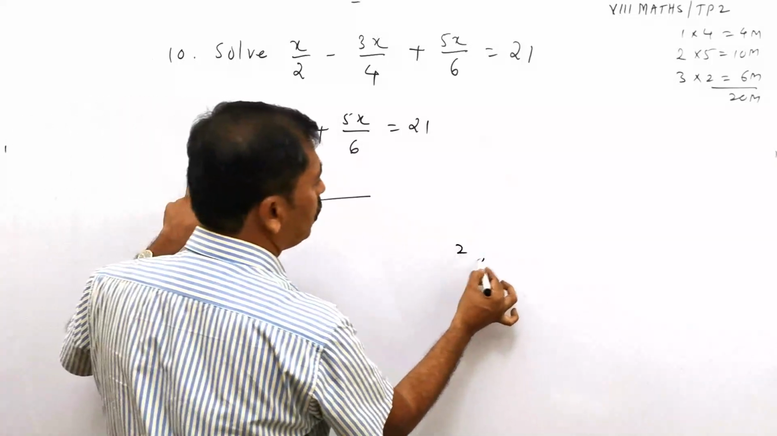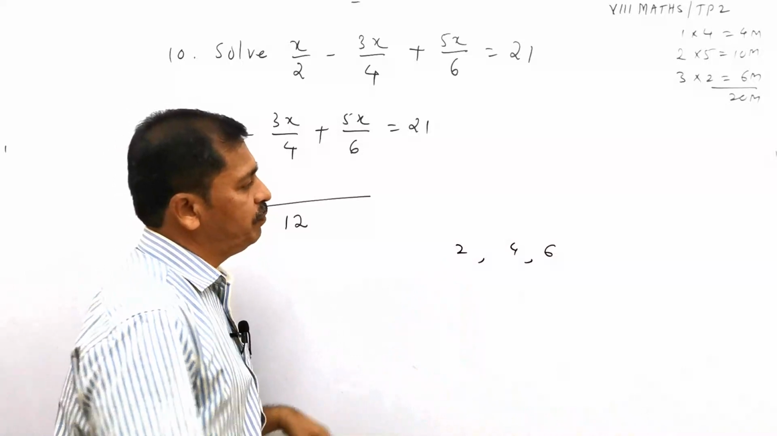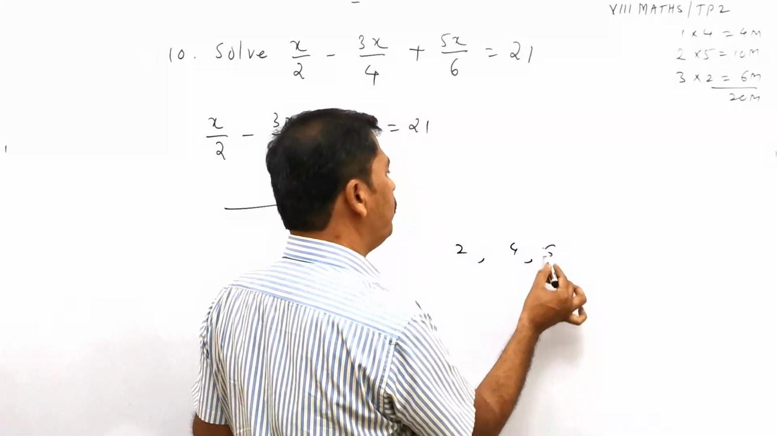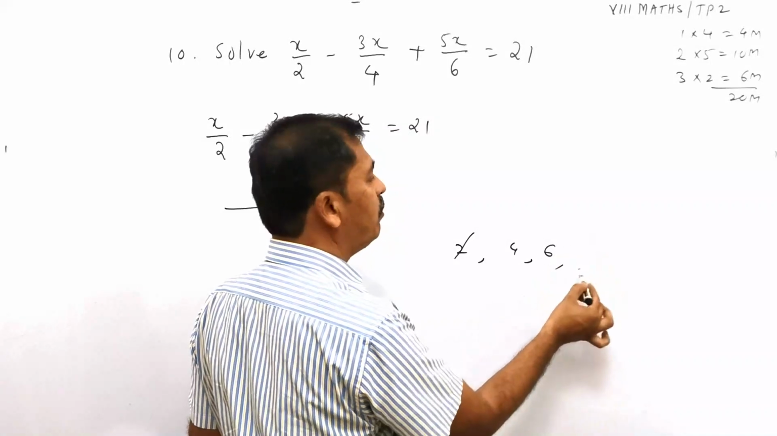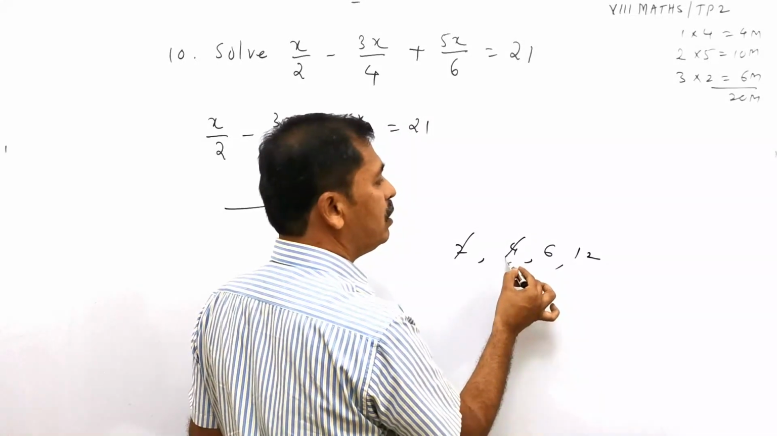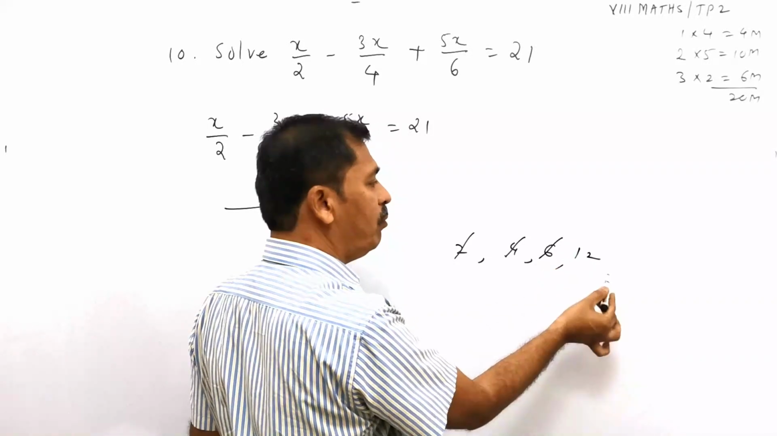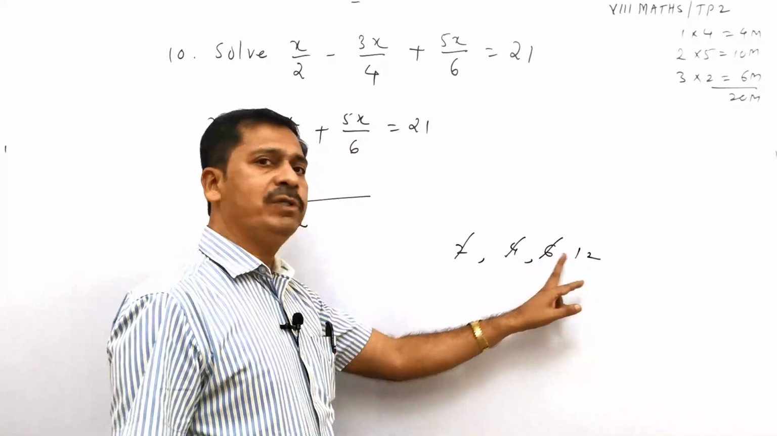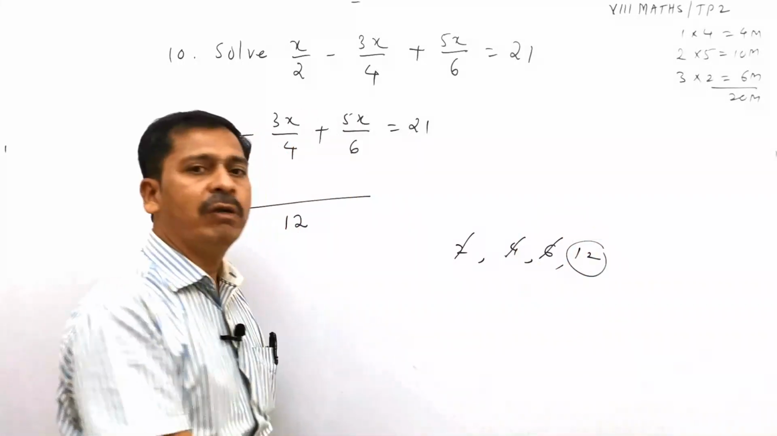See 2, 4, 6, I would like to write. In this case, 2 is completely divisible by 6, 4 is not divisible, so the next multiple is 12. So 12 is completely divisible by 6, 12 is completely divisible by 4, that's why our LCM will be 12 here.